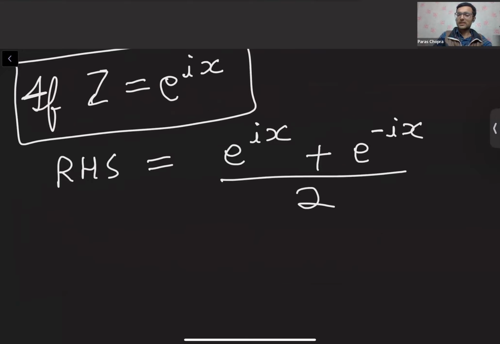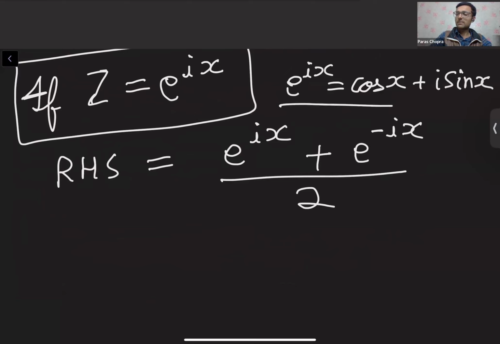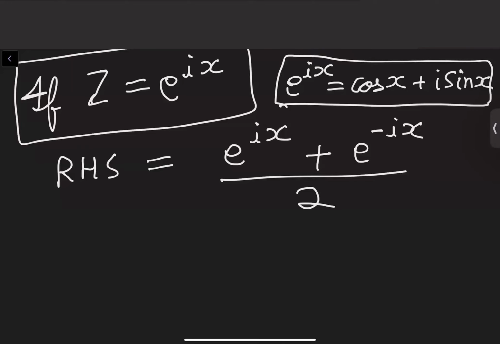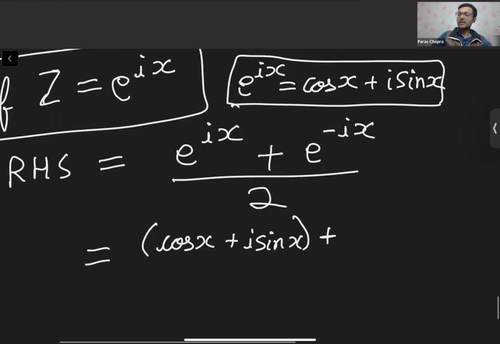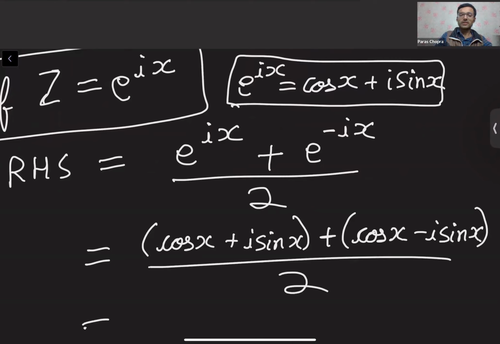Then you must have studied a property that e to the power ix is nothing but cos x plus I sin x. ये प्रॉपर्टी आपने पढ़ा है पहले? Okay, so if you substitute this into the equation, it becomes cos x plus I sin x, and e to the power minus ix is cos x minus I sin x by 2. Okay, so this is equal to cos x, which is equal to the LHS.